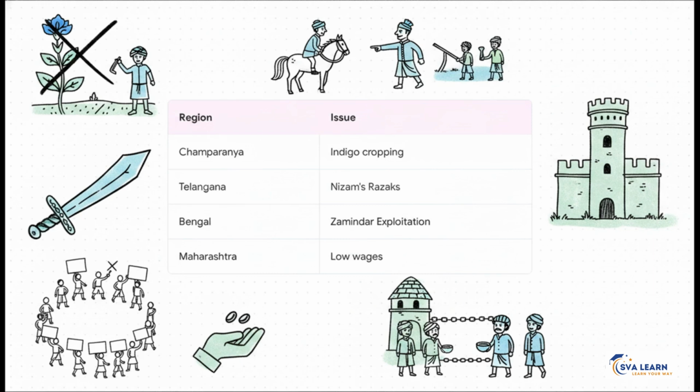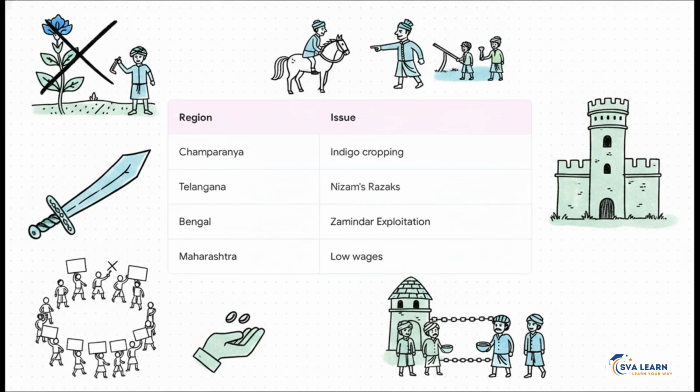In Champaran, farmers took on European planters over forced indigo farming. Down in Telangana, they fought against the wealthy Andhra Reddy landlords and the Nizam's brutal Razakar militia. Over in Bengal, it was a massive revolt against exploitation by the zamindars. In Maharashtra, farmers boldly protested terrible wages.